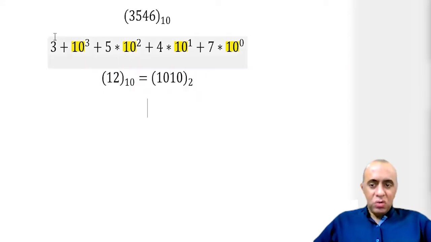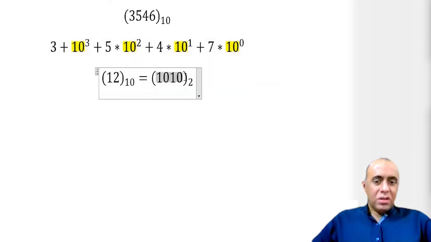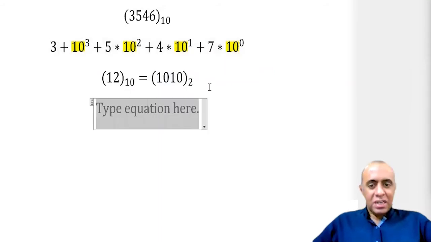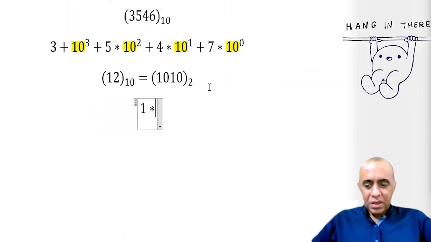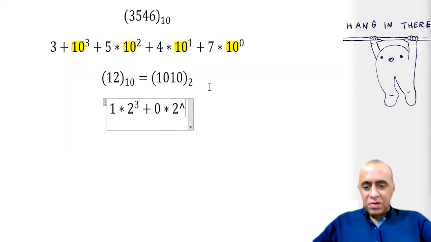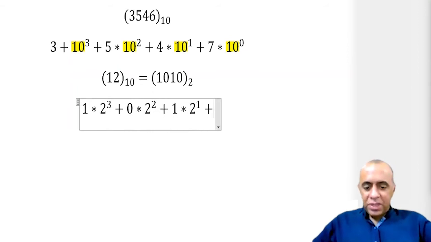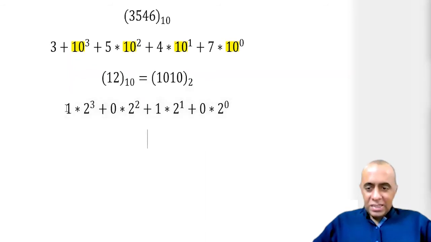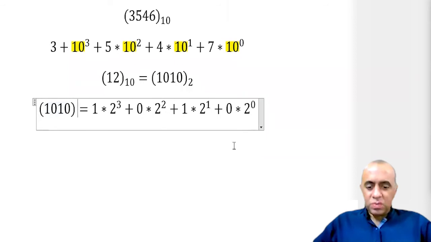So now I am going to use this explanation and write this number using base 2 in this format, and I'm going to give you a minute to see if you agree and understand what is going on over here. I am writing 1 star 2 to the power 3 plus 0 star 2 to the power 2 plus 1 star 2 to the power 1 plus 0 star 2 to the power 0. My claim is that this number is actually the same number, which is 1010 in base 2.